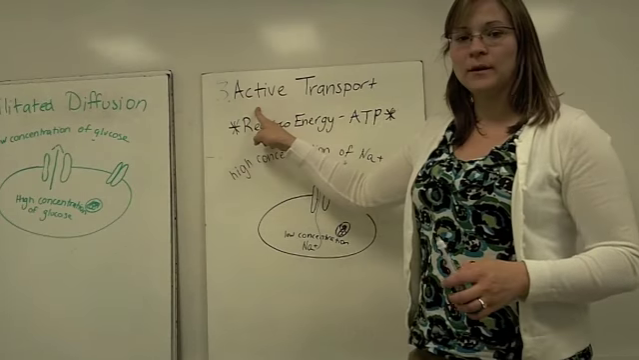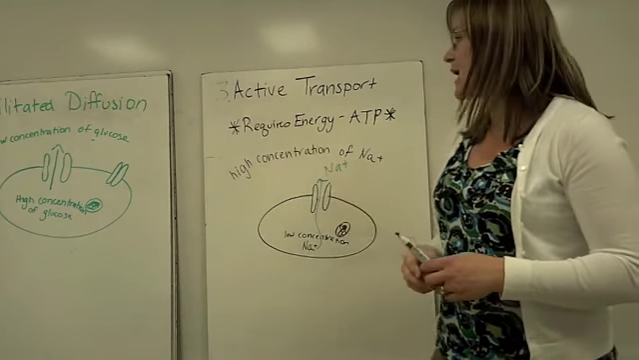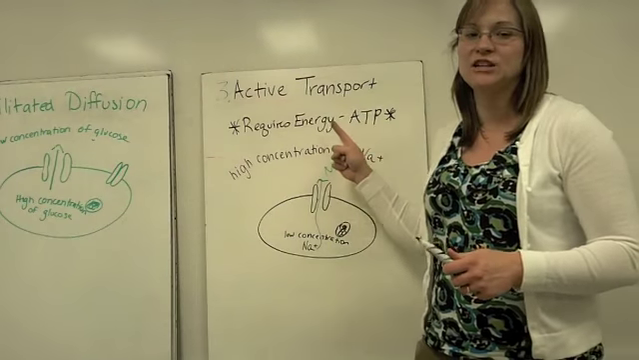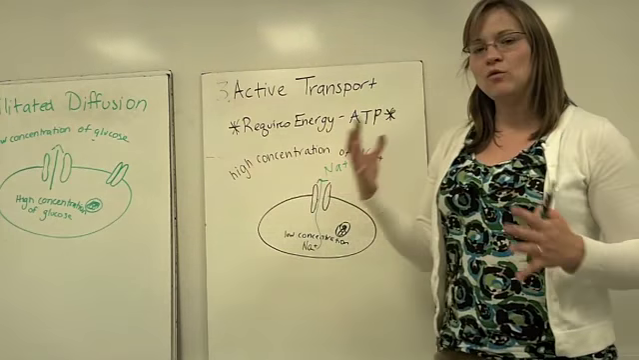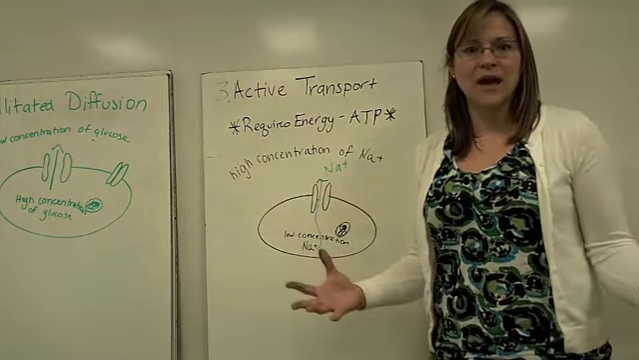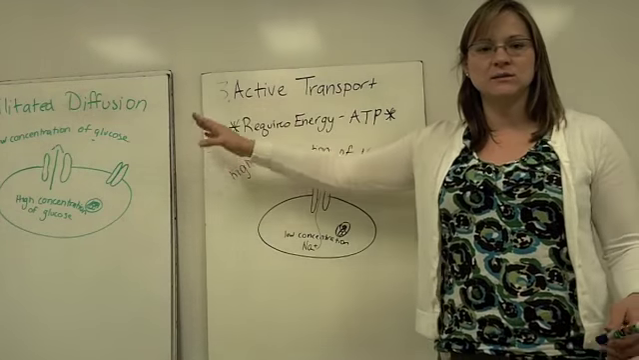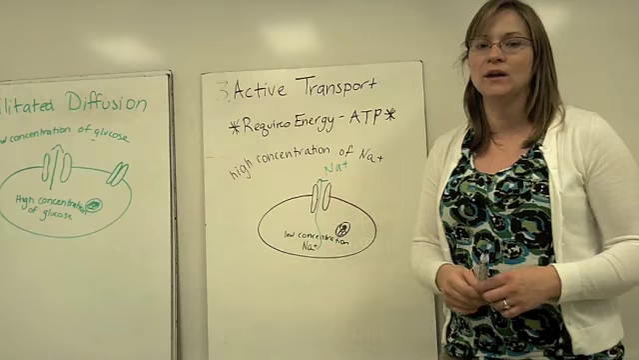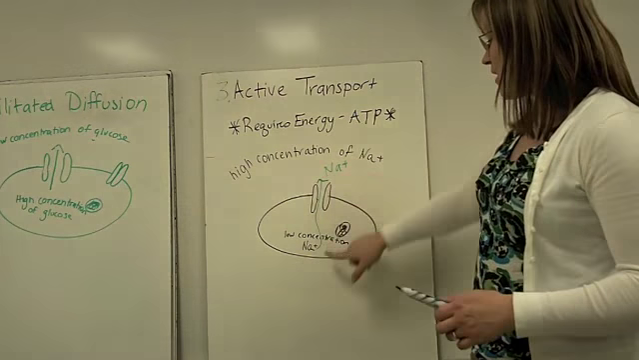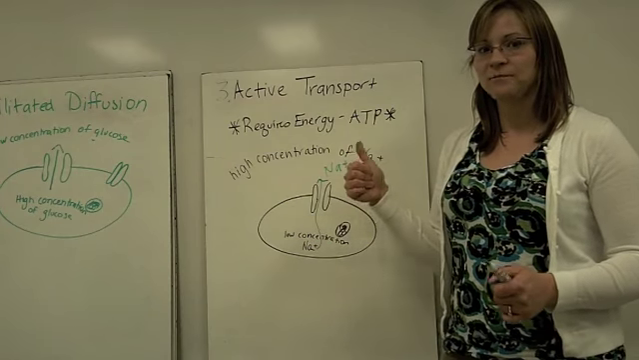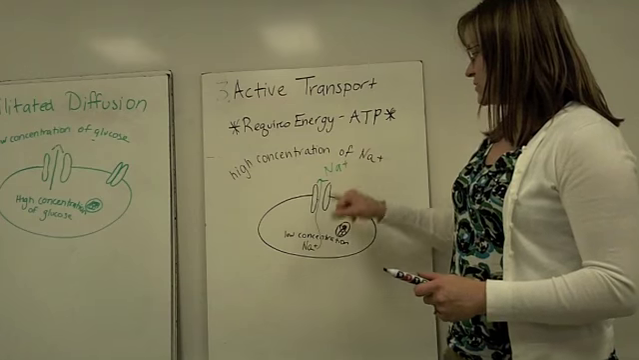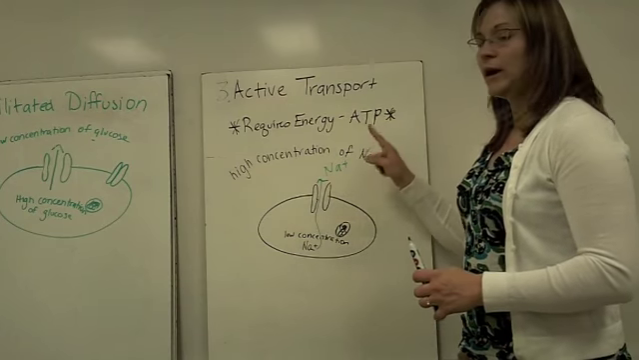Then the third form of cell transport is active transport, and this requires energy, or ATP. So this is going to be moving against what naturally happens in the world. It's going to be moving against what diffusion has been doing. We're going to be moving from an area of low concentration to an area of high concentration. So this is going to have the cell require energy.